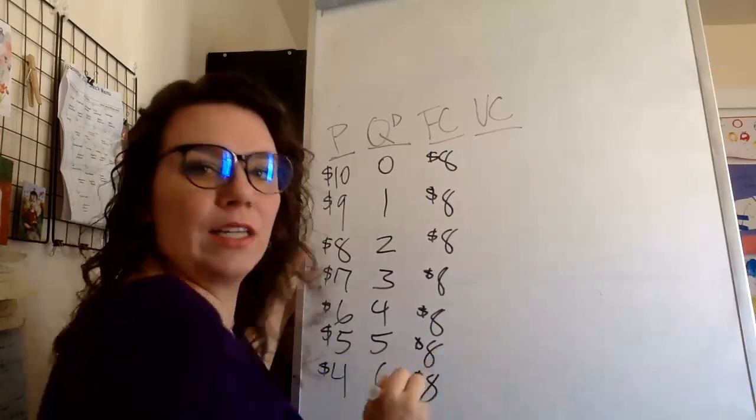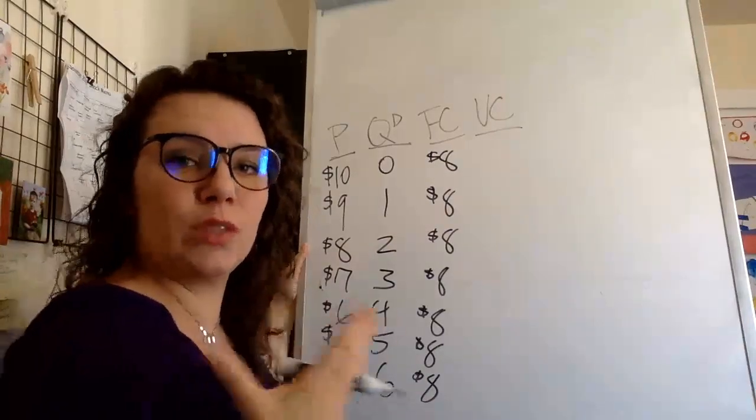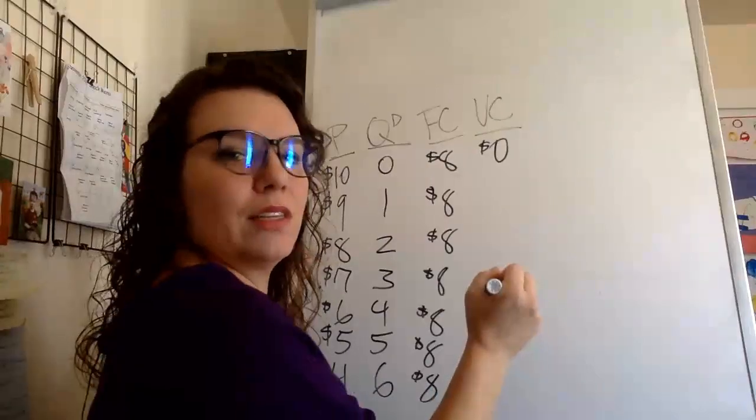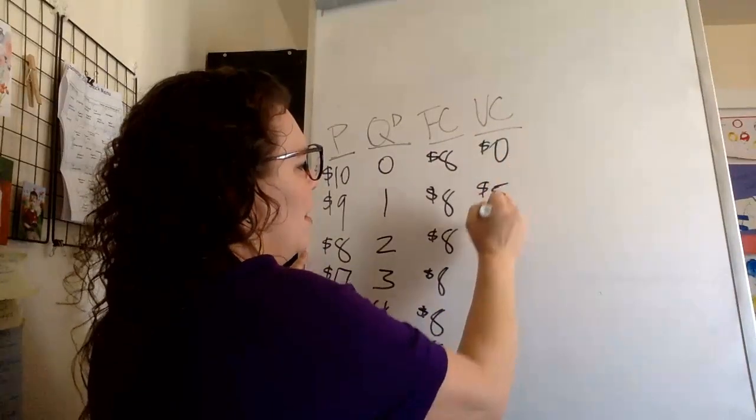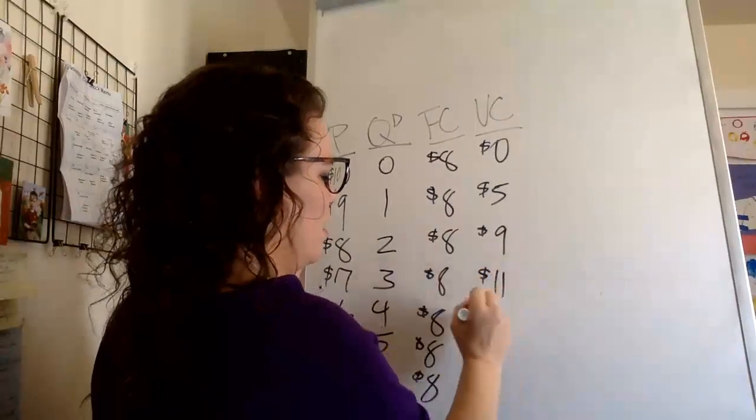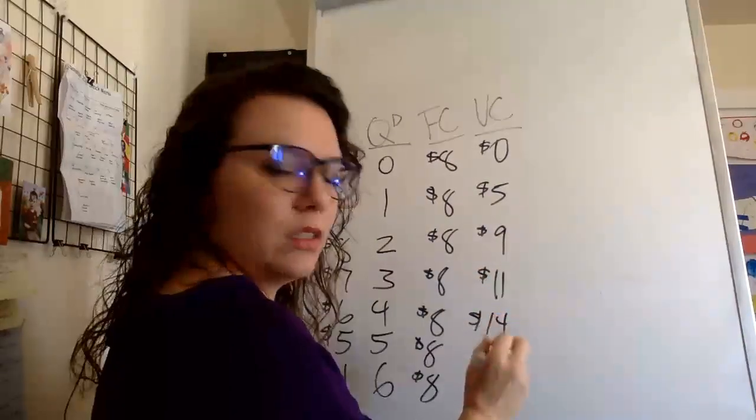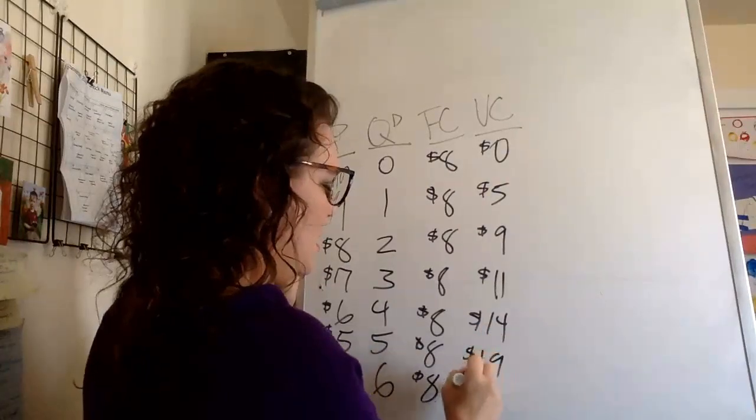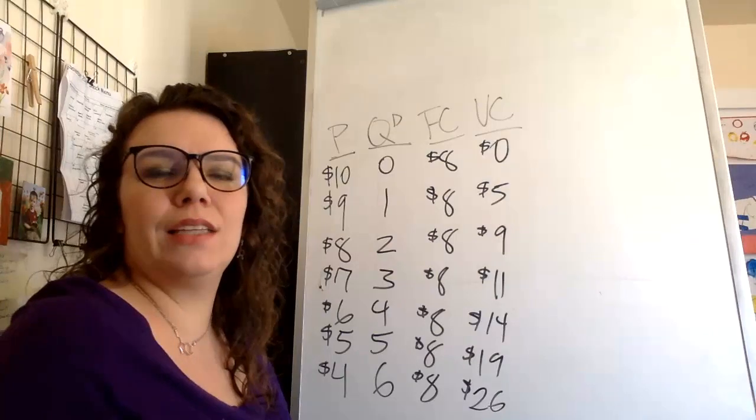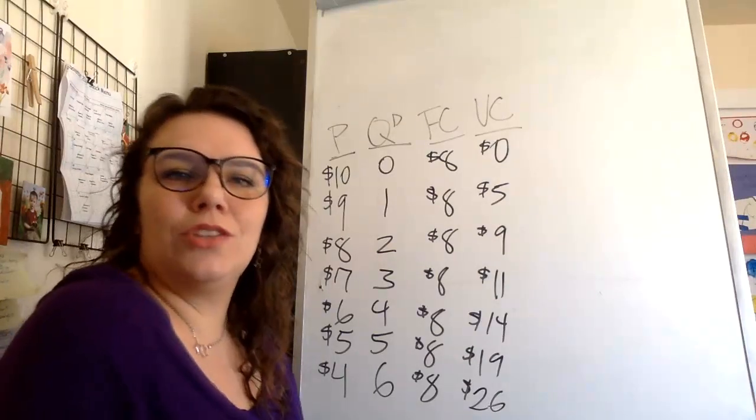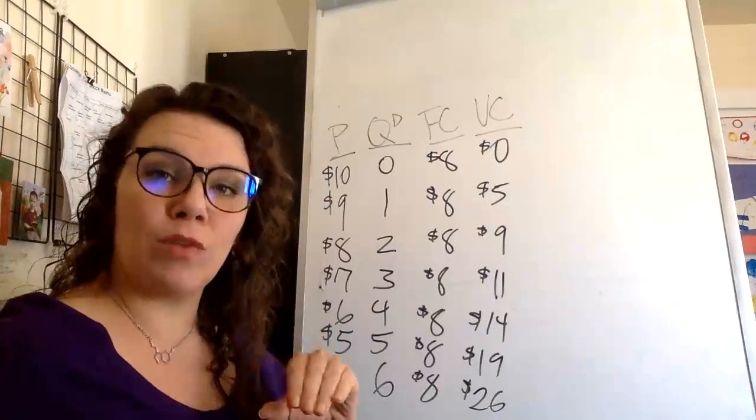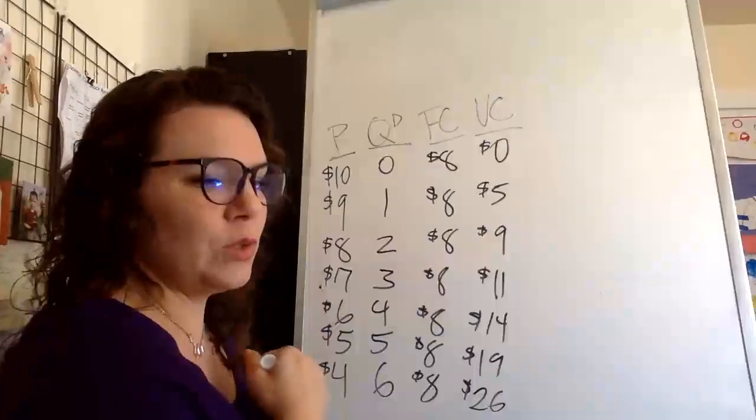Fixed costs are $8 all the way down. And then variable costs are going to increase as we increase production, starting with $0 when we produce 0 units. And then it's going to be 5, 9, 11, 14, 19, 26. So the first thing we want to do is calculate the total revenue and the total cost, and then that's going to allow us to calculate the marginal revenue and the marginal cost. So let's do those two things.